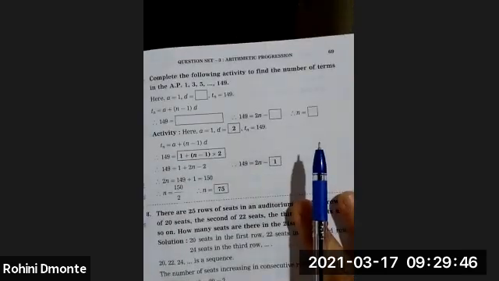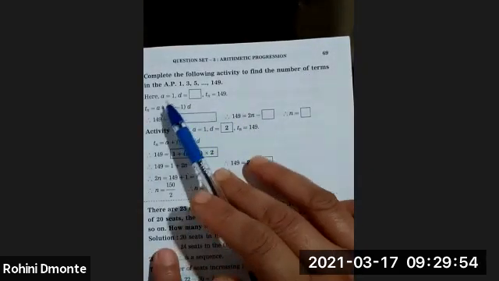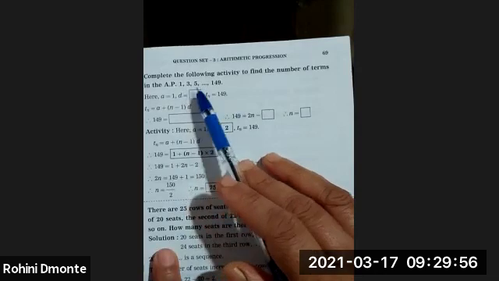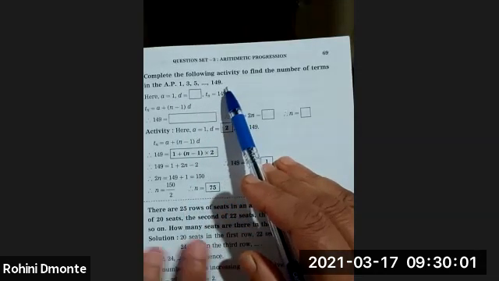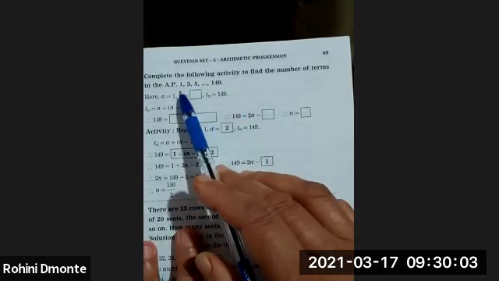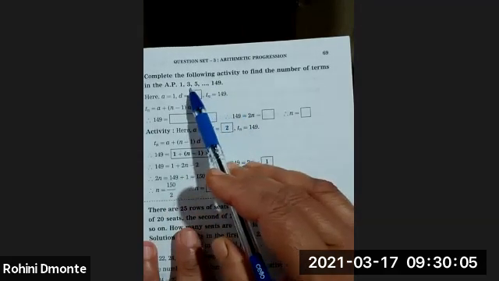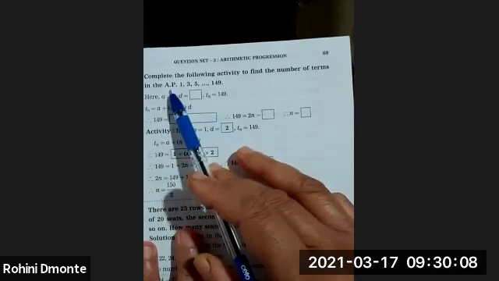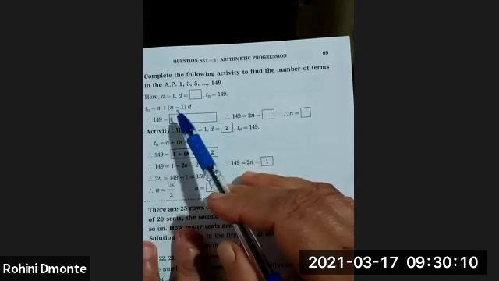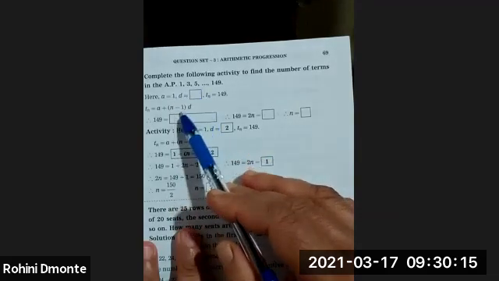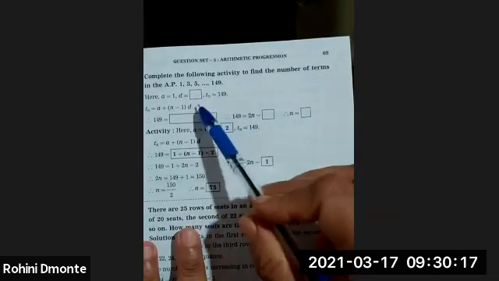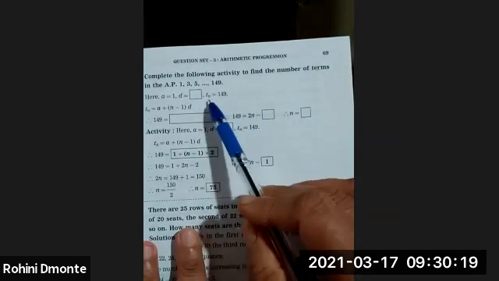Complete the following activity to find the number of terms in the AP 1, 3, 5, ..., 149. Look here, the first term is given. You have to find D. It is an AP, which means the common difference is the same throughout the series. So 3 minus 1 is 2, 5 minus 3 is 2. So what is the common difference going to come here? 2, right? And what is Tn here?